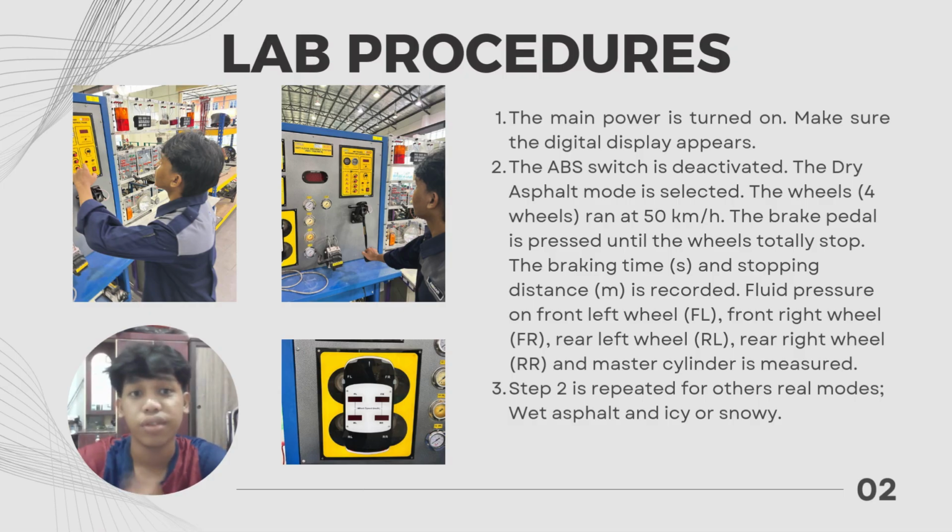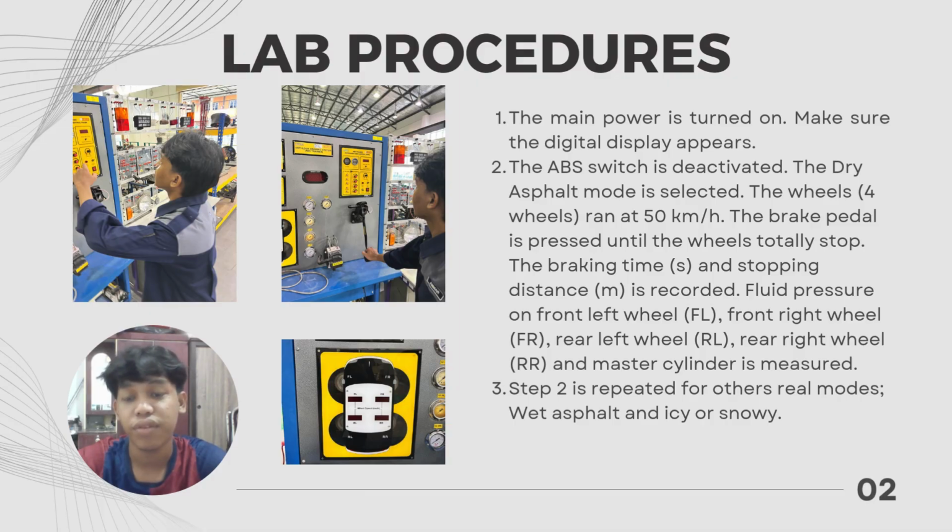Now for the lab procedures. The first one is the main power is turned on and make sure the digital display appears. Second step is the ABS switch is deactivated. The dry asphalt mode is selected. The wheels run at 15 km per hour. The brake pedal is pressed until the wheels stop totally. The braking time and stopping distance is recorded.